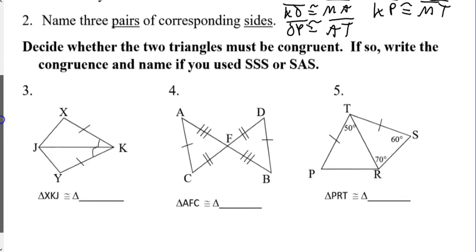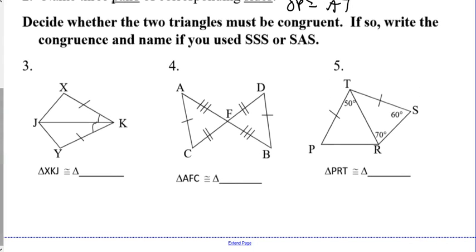I promise you. All right, decide whether they're congruent. If so, write the statement and which rule. Well, remember, this is one of those special ones where this line, JK, is congruent to itself. So what do we have? We have a side, we have an angle, and a side. So yes, we have this by SAS.